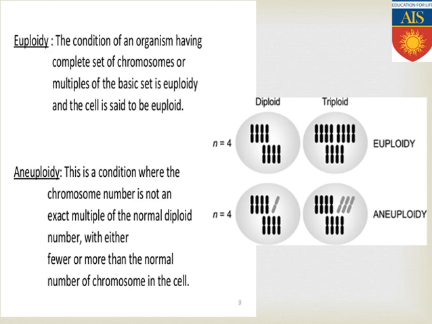And if two more chromosomes are added to the normal chromosomal configuration, then it becomes 2n plus 2, that means tetrasomy condition. So aneuploidy is overall the condition when a single chromosome or more than one chromosome gets added or subtracted from the actual set of chromosomes, that is called aneuploidy.